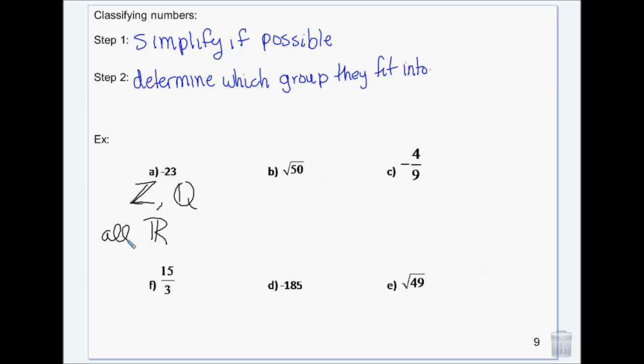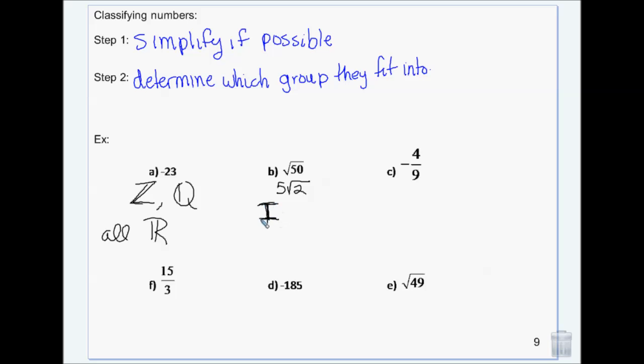Okay, the square root of 50. Is this a perfect square? 25 is a perfect square, so I can take that out, but I'm going to have 5 times the square root of 2. So see, it's still not a perfect square. If it's not a perfect square, it's irrational.